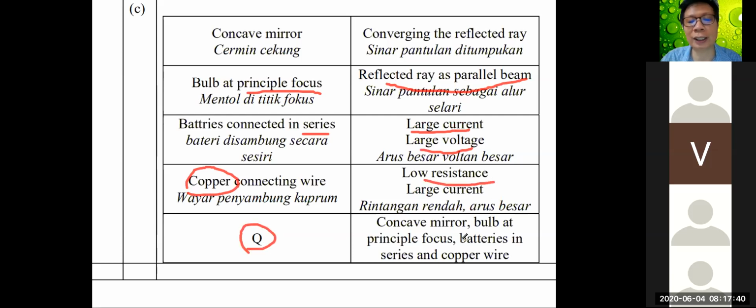Then you state the reason again. Q is chosen because it has a concave mirror, bulb at the principal focus, battery in series, and copper wire. Just state everything. So you get 10 marks. Got it or not?